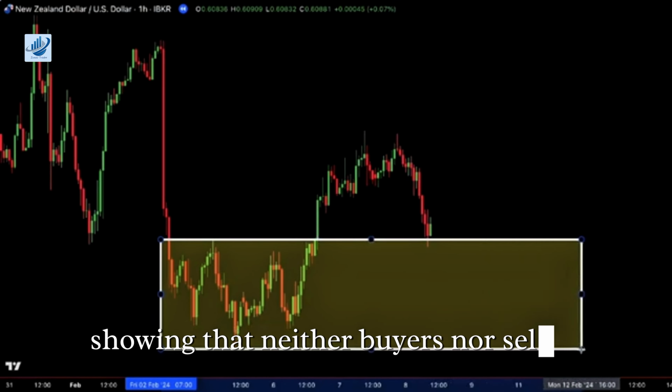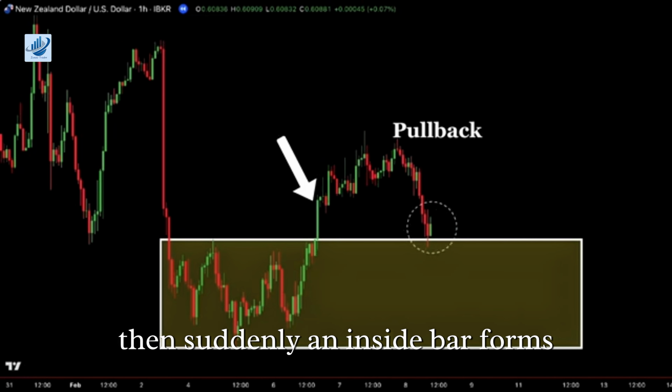Once the breakout happens, many traders rush to enter, expecting the market to continue higher immediately. But instead of moving straight up, price pulls back to retest the broken resistance as new support. At the retest level, price starts to slow down, and traders are watching closely. Some expect a deeper pullback, while others are unsure if the breakout will hold. Then, suddenly, an inside bar forms.